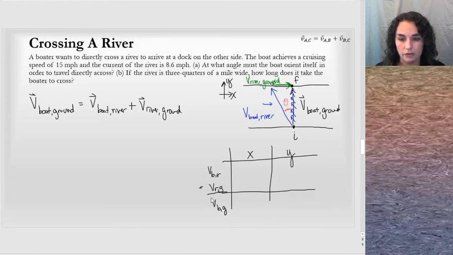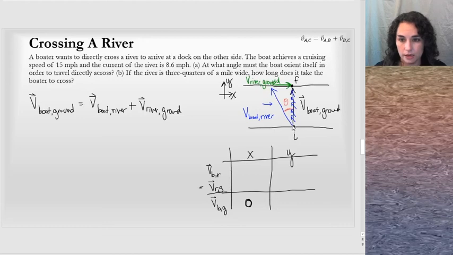And if you remember the x, y equations I had on one of the previous slides, you will see that this is the final in the x and this is the final in the y. And what I know is the velocity of the boat with respect to the ground has no x component. Do you all see that? It has no x component. We want it to go straight across. So the velocity of the boat with respect to the ground will be 0.